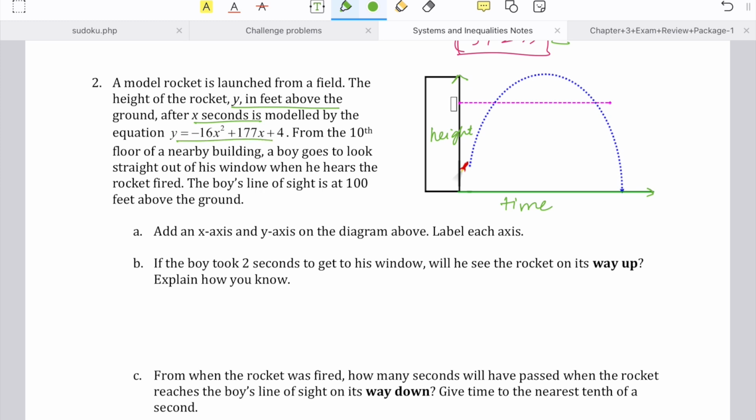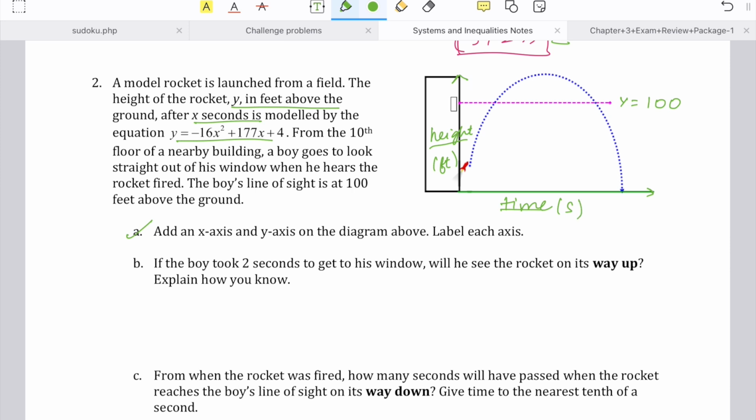Your equation is given. From the 10th floor of the nearby building, a boy goes to look straight out of the window when he hears the rocket fired. The boy's line of sight is at 100 feet, so we know that over here y is equal to 100, right? So the first question was label each axis. We already did that. Height and time, in feet and in seconds.